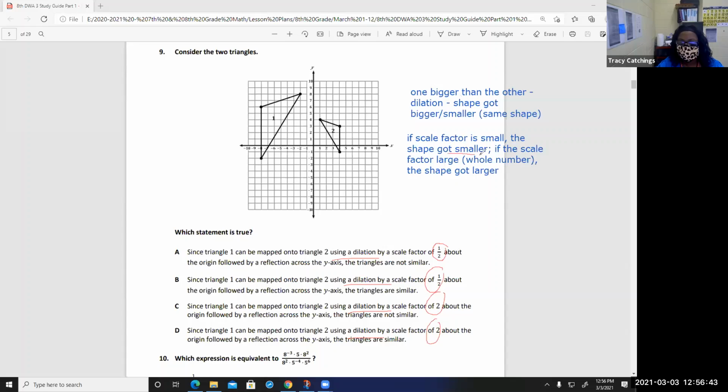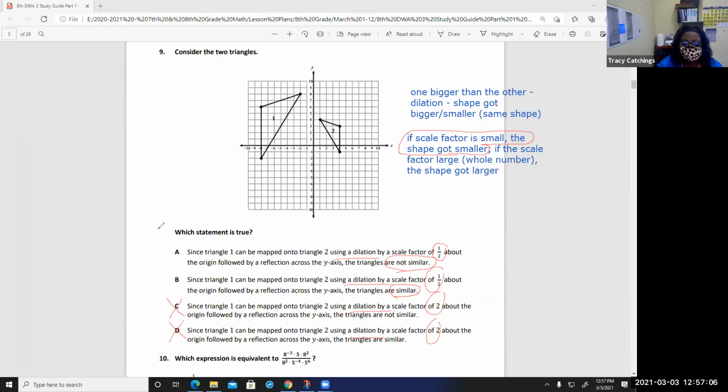All right, Stephen told us it got smaller. So what kind of scale factor should we have had? Good job. So that means C and D can be gone because it got smaller. All right, so then looking at A and B, the N told us something.